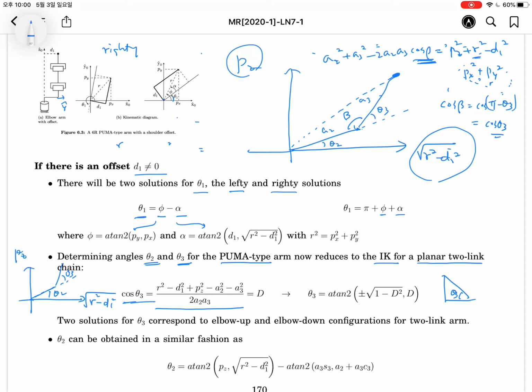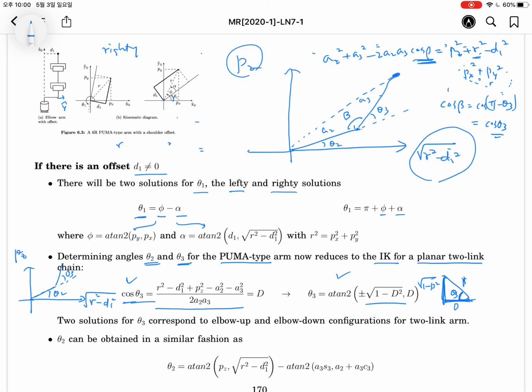So theta 3 can be obtained using the arctangent 2 from this relation. So we have this one. Anyway, you can apply the arc cosine. On the other hand, you can apply the arctangent 2. I think the arctangent 2 has the wider range to represent the angle. So I'd like to recommend you to use the arctangent 2.